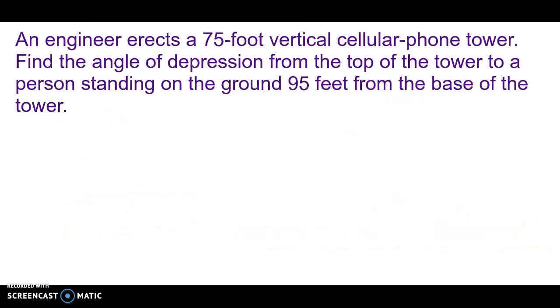Next one. An engineer erects a 75-foot vertical cellular phone tower. Find the angle of depression from the top of the tower to a person standing on the ground 95 feet from the base of the tower. Very similar here. Make sure we draw a picture. And obviously, since this is called trig applications, probably use some trigonometry in solving this. Go ahead and put me on pause.